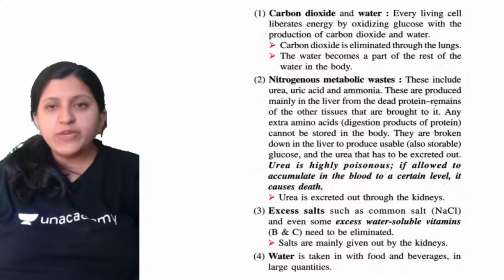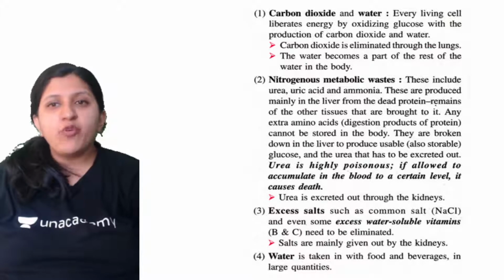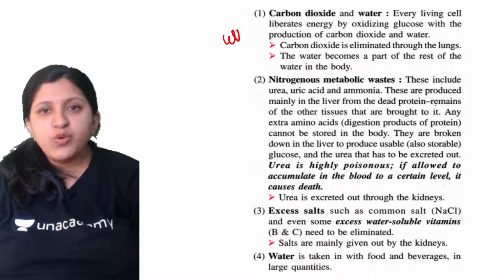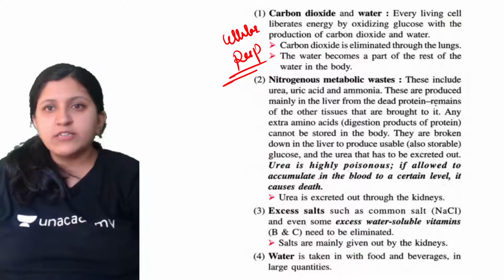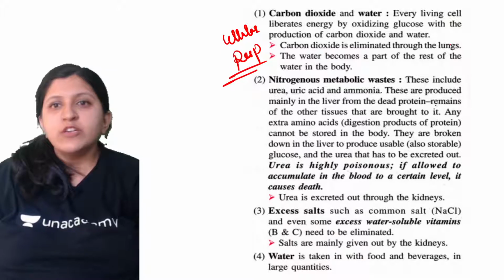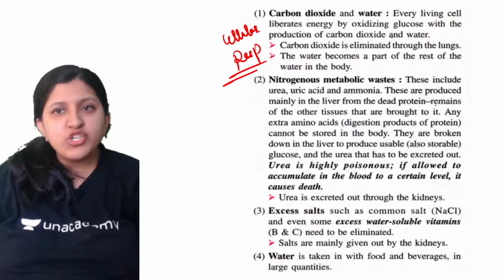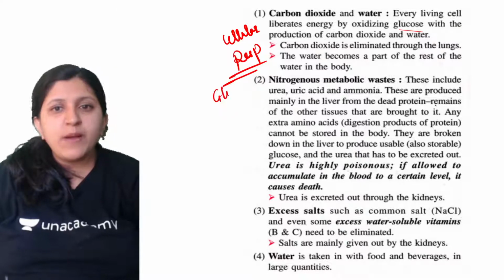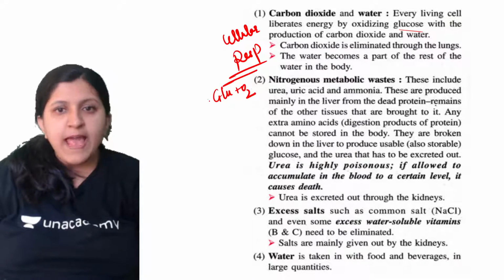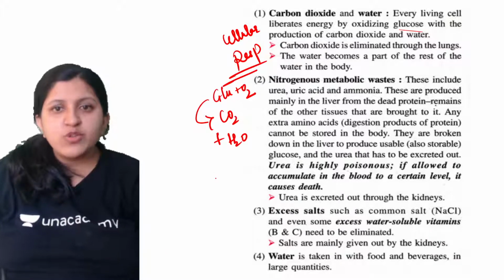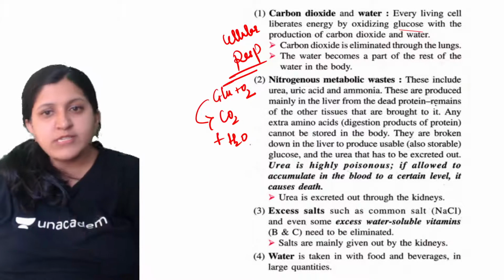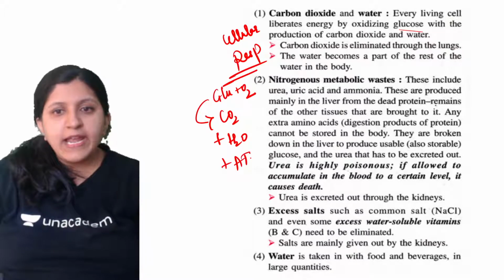So what exactly do we get rid of? Carbon dioxide and water. This is with respect to cellular respiration. When cellular respiration occurs, every living cell liberates energy by oxidizing glucose. In that, the glucose combines with oxygen, and there is a formation of carbon dioxide plus water. This is mainly called cellular respiration and ATP synthesis.